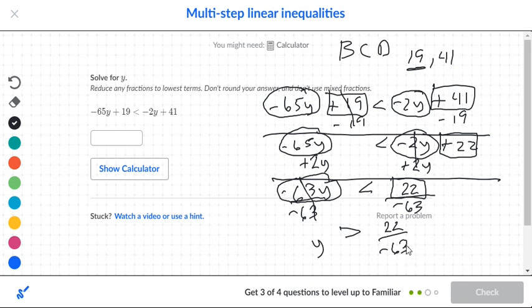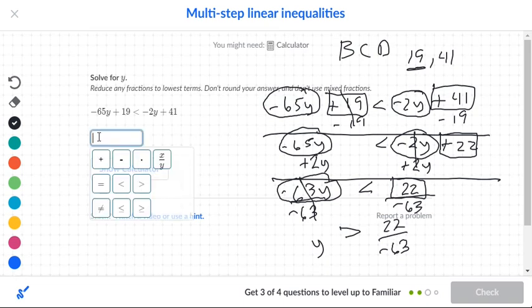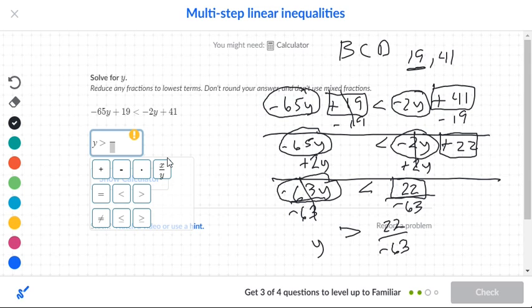Now remember with Khan Academy, you have to bring the negative sign up to the top. So you need to bring the negative sign up to the numerator. So what we're going to do is type in a y. Make sure you use the right letter, so it's a y. We're going to turn the sign the other direction because it's divided by a negative 63. Now we're going to make our fraction. We're going to bring the negative sign to the top, so it's a negative 22 over 63.